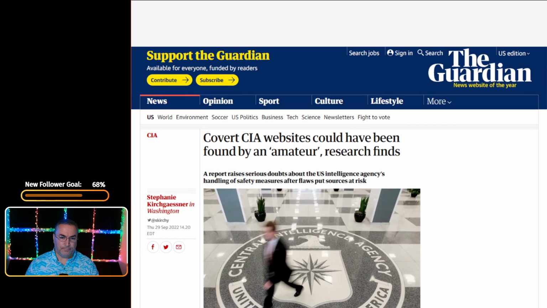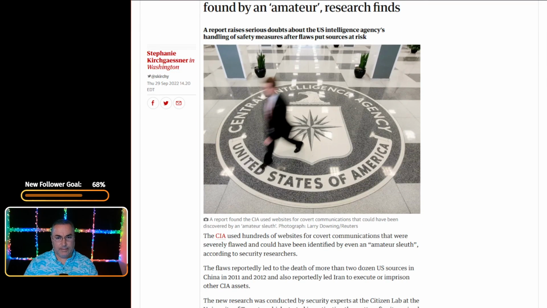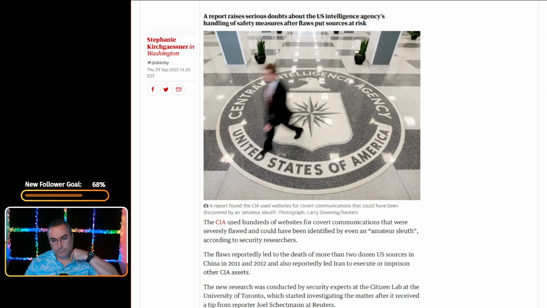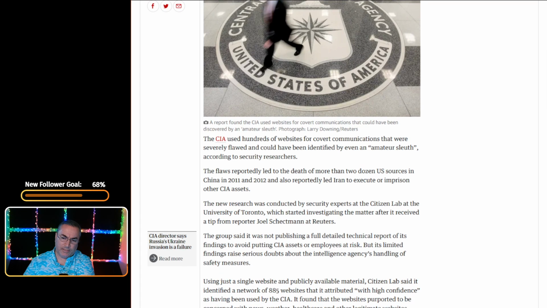This is a report that's coming out of The Guardian by Stephanie Kirchgassner. And I thought this was really interesting. How this communication would have been found may be a mystery to most people. So I'm not sure how it would be amateur sleuths finding this stuff. The flaws reportedly led to the losses of assets. And it was conducted by security experts at Citizen Lab at the University of Toronto, which started investigating the matter after it received a tip from reporter Joel Schechtman at Reuters. The group said it was not publishing a full detailed technical report of its findings to avoid putting CIA assets or other employees at risk, but its limited findings raised serious doubts about the intelligence agency's handling of safety measures.